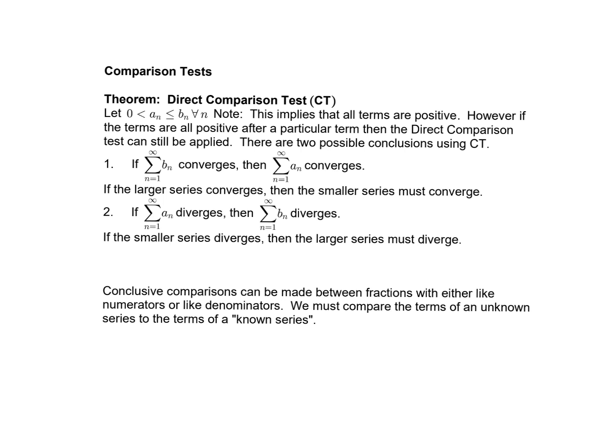If the larger series converges, then the sum of the smaller series must also converge. And there's also the opposite of that. If the sum of the smaller series diverges, then the larger series must also diverge. Conclusive comparisons can be made between fractions with either like numerators or like denominators. We just compare the terms of an unknown series to the term of a known series, which is usually a geometric series or a p-series that we already know converges or diverges.